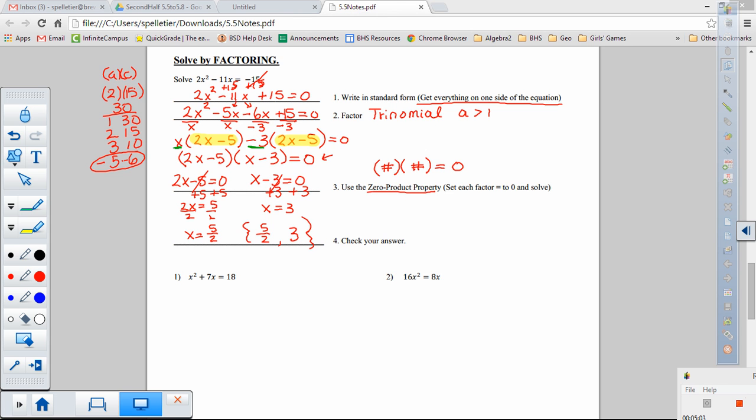And then the last thing you should always do is check your answer. And how do you check your answer? You plug your solutions back into the equation and see if they work.